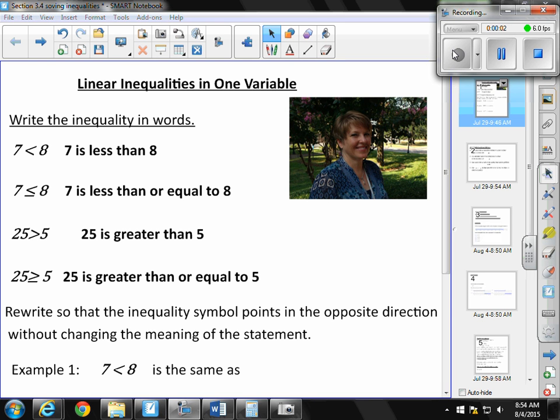Hi, in this video we're going to talk about inequalities. The first thing to do is know what our symbols mean. We're going to write some inequalities in words.